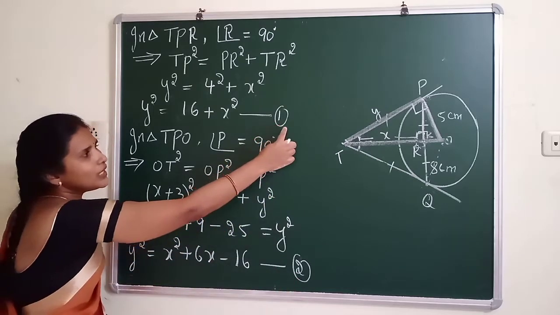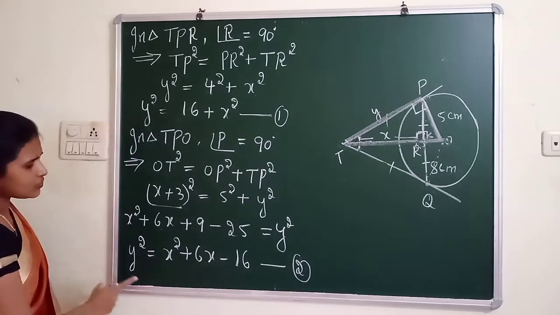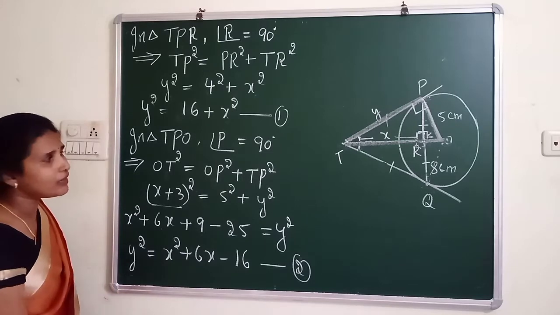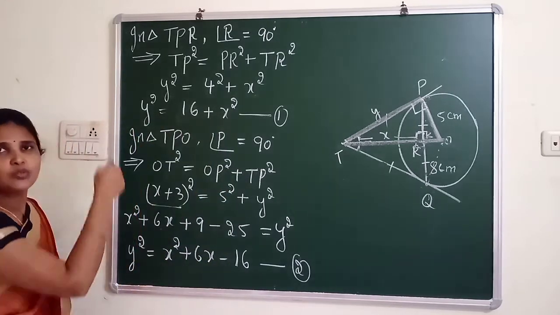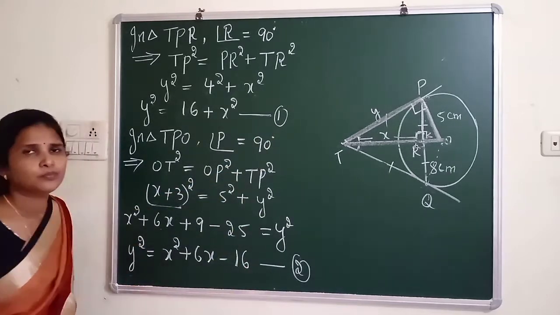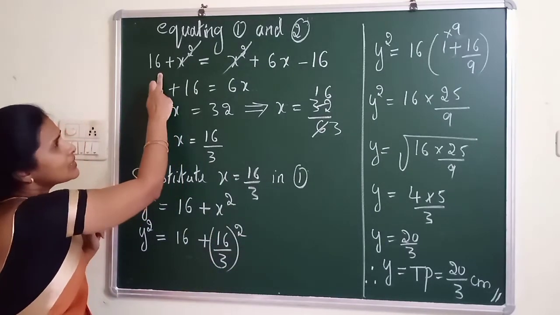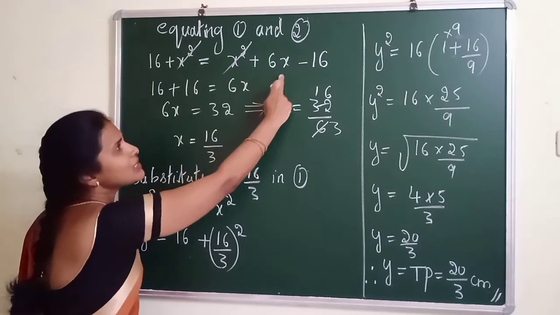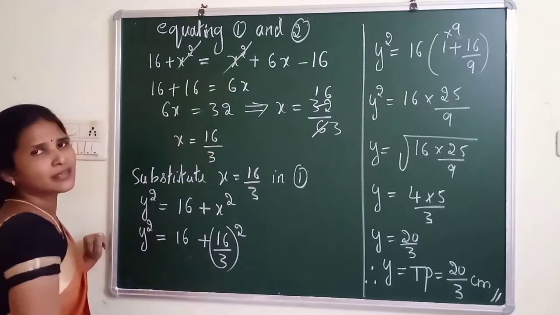Now we have to equate equation 1 and 2, because you can see equation 1's left side is Y square, and in equation 2 the left side is also Y square. Why do we have to equate? Because we have two variables, X and Y. So to eliminate one variable, we have to equate 1 and 2. The right side of equation 1 is 16 plus x square and the right side of equation 2 is x square plus 6x minus 16. After equating you can see x square gets cancelled.